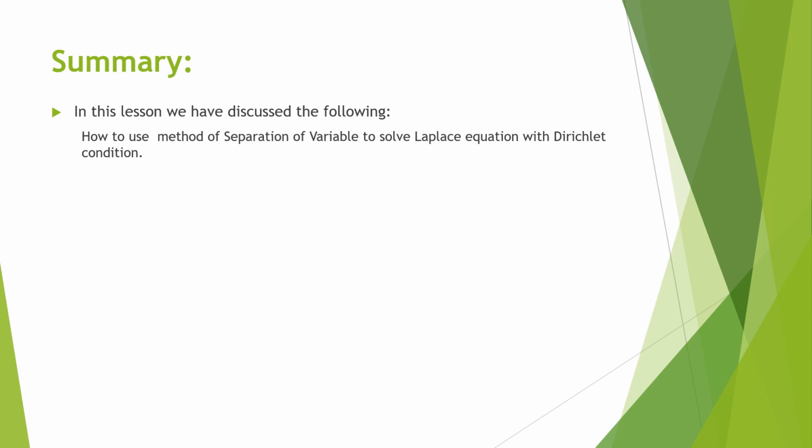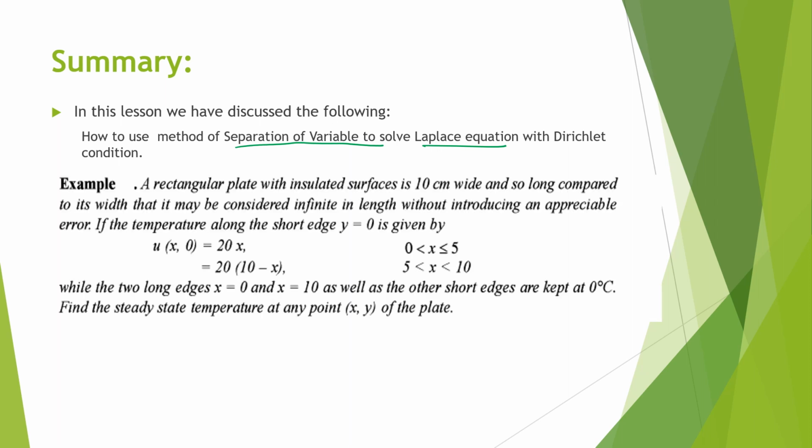Now the summary: in this lesson we discussed how to use the method of separation of variables for the Laplace equation. The point you have to remember is that the negative sign will go with the term where the temperature difference exists. If the temperature difference exists in the x direction, then at the time of separation of variables you have to consider the negative sign with x.